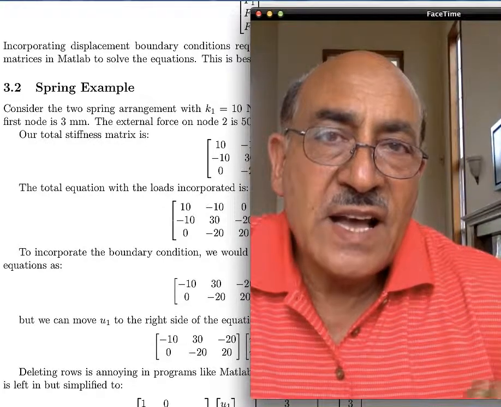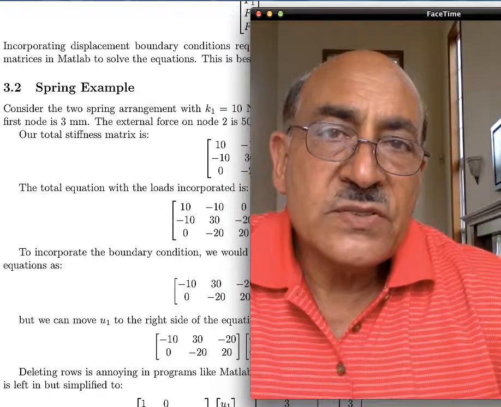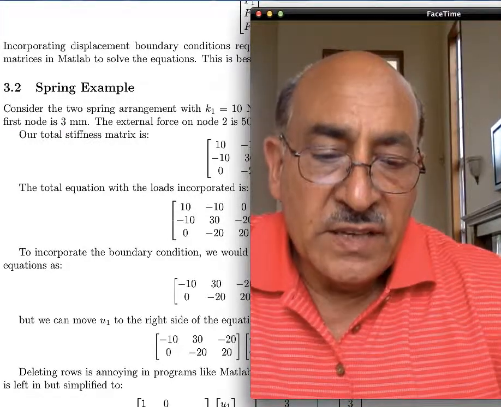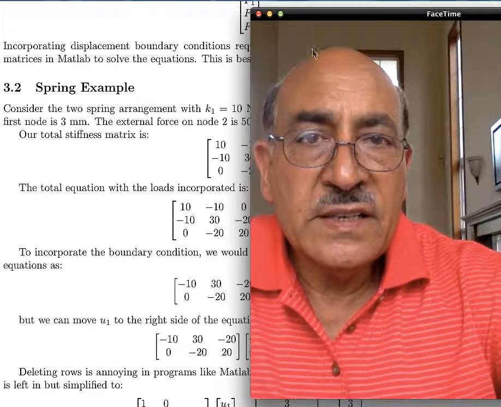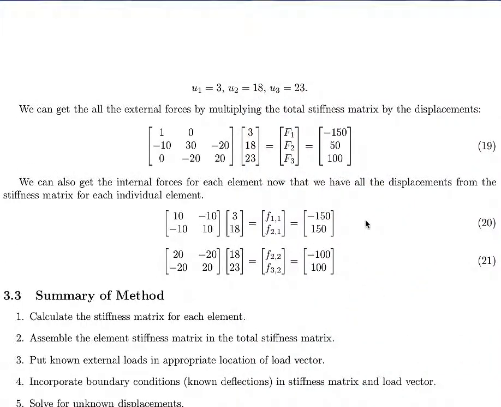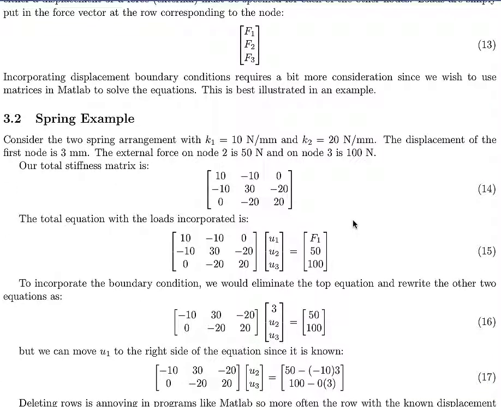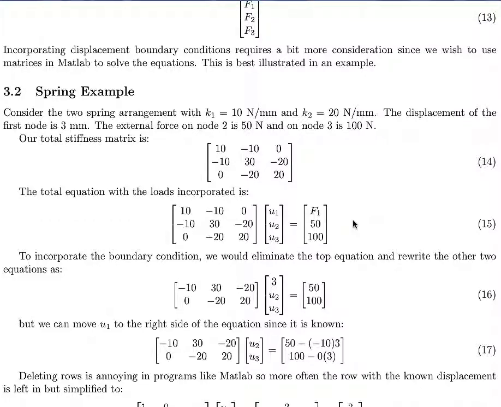And the question is, how do we solve the set of equations given that? Well, if we have the right-hand side with the specified forces only, for example, external force at node 2 is 50 and node 3 is 100, then there's no problem. I can put 50 on node 1 and then 100 on node 2.